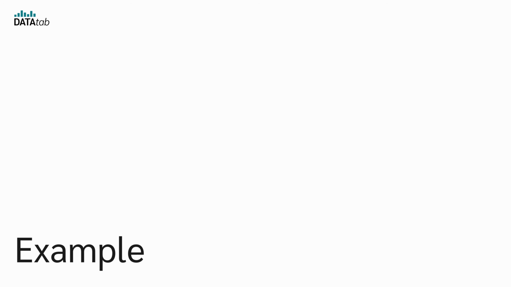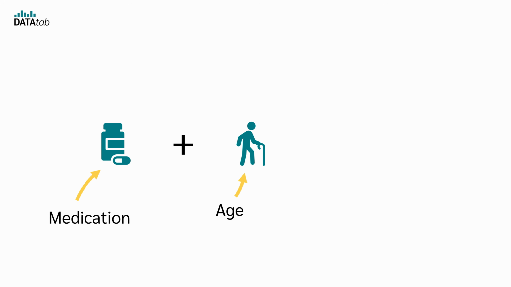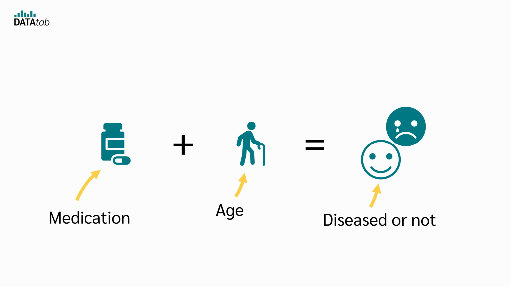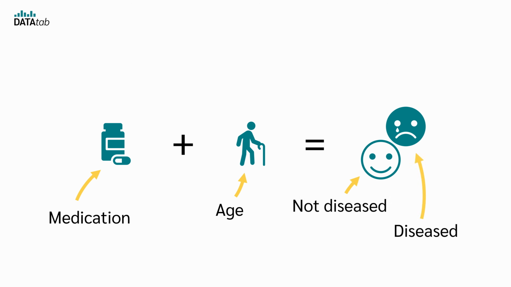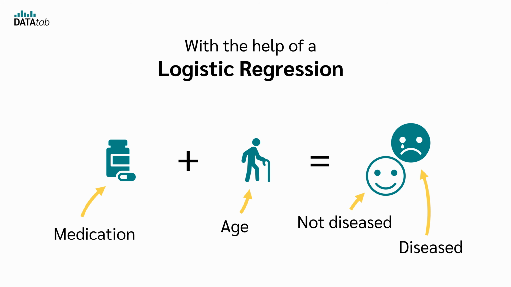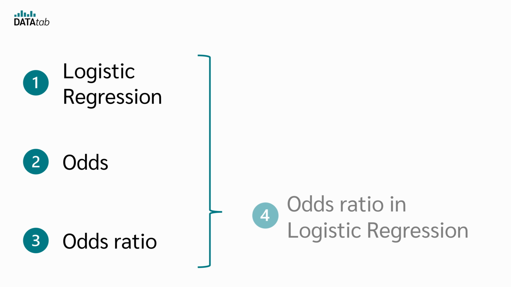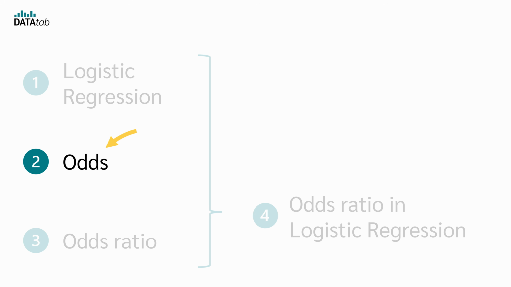Let's look at an example. Let's say we're researchers and we want to know whether a particular medication and a person's age have an influence on whether a person gets a certain disease or not. So the outcome we are interested in is whether the patients developed the disease or did not develop it. And our independent variables are medication and age of a person. Now, with the help of logistic regression, we want to infer or predict the outcome variable based on the independent variables. Okay, before we continue with this example in point 4, let's take a look at what odds mean.